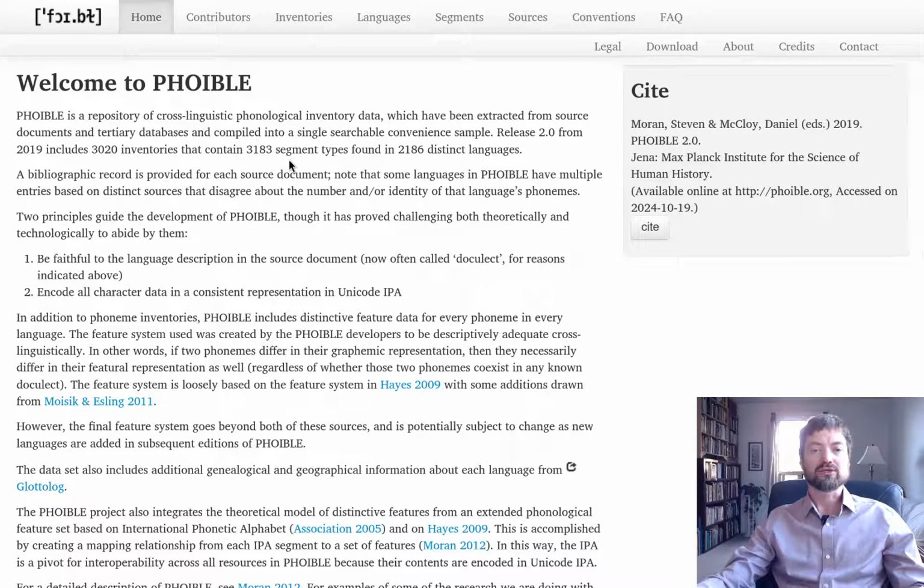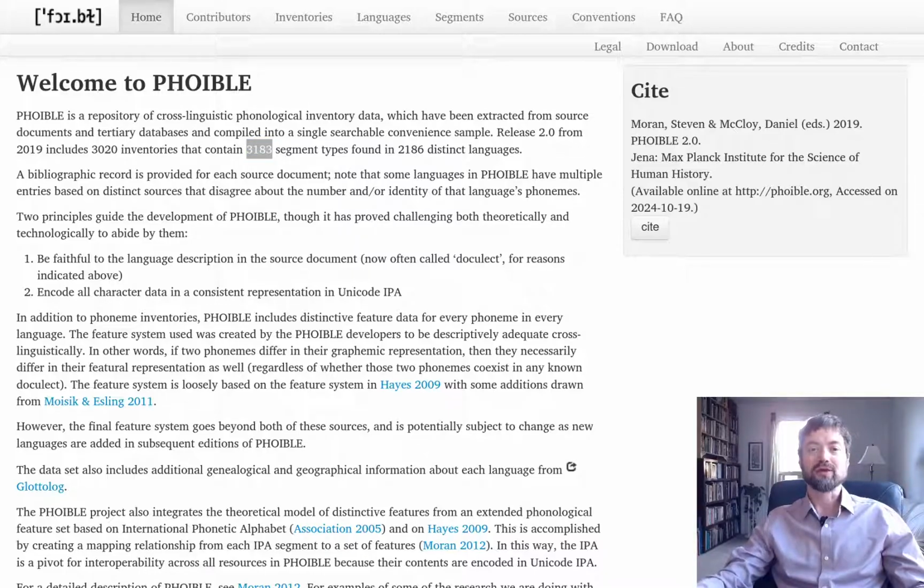An excellent collection of the sound inventories or phoneme inventories of about 2,000 languages. Over 3,000 documents capturing 2,000 languages. And they actually identified 3,000 different sound types. Now, that is a lot.